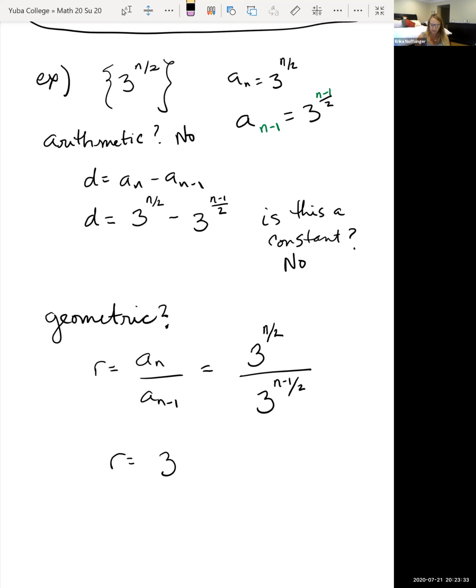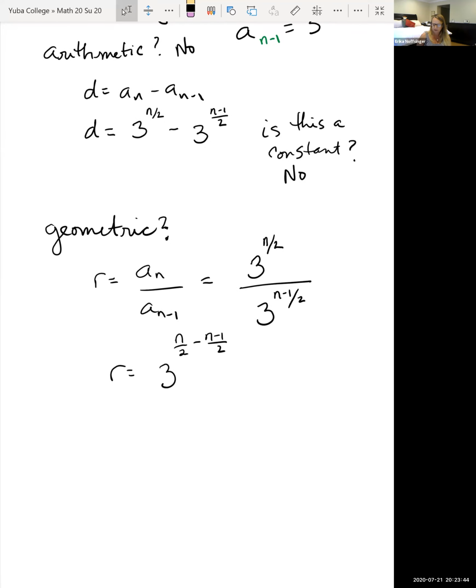So r is equal to 3 raised to the n over 2 power minus n minus 1 over 2, and that's all in the exponent of 3. It's kind of nice because we already have a common denominator. Let's make sure we distribute that negative to both terms when we rewrite it as a single fraction. So we have r equal to 3, and in our exponent, the n's cancel, and then we have a negative 1 times a negative 1, so that leaves us with a positive 1 in our numerator, and we have our denominator of 2.